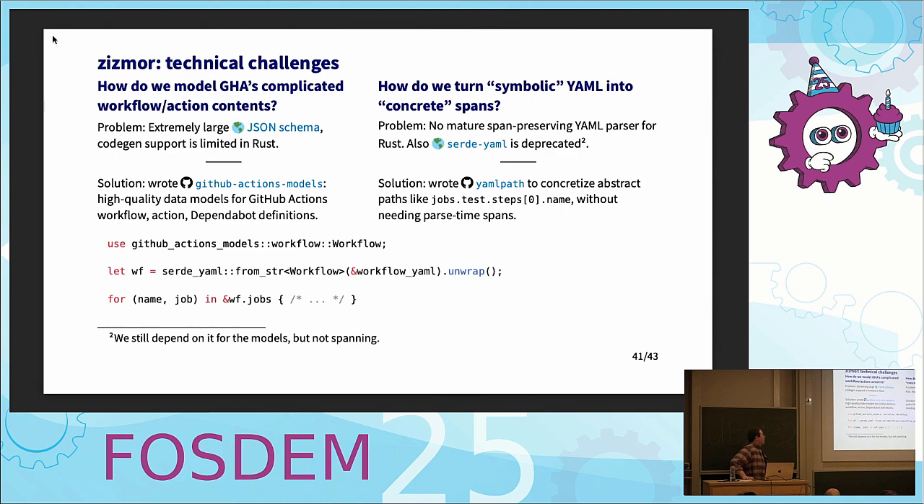And then that follows the next question, which is, how do we turn these symbolic YAML contents, like this step, back into a span that we render to the user?